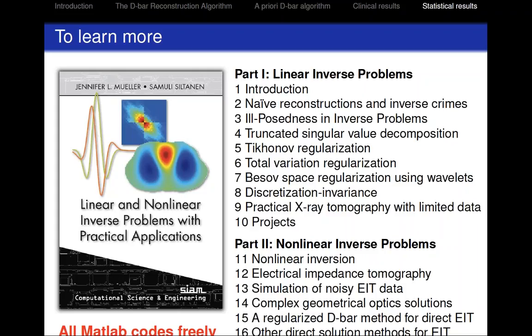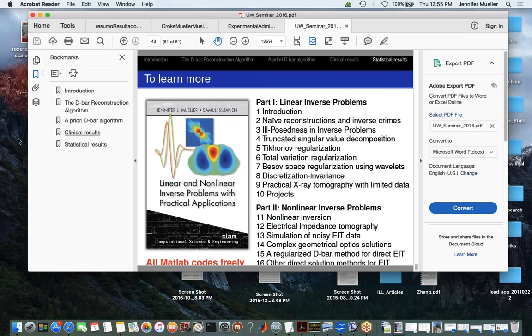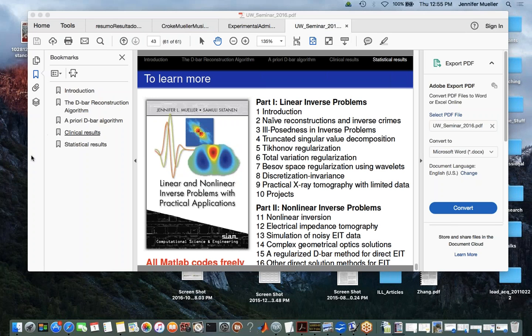More questions? I have a question. Hi, Jennifer. Hi. Okay, so I have a question about how fast this reconstruction program is. For a fixed pixel, how much time does it take?